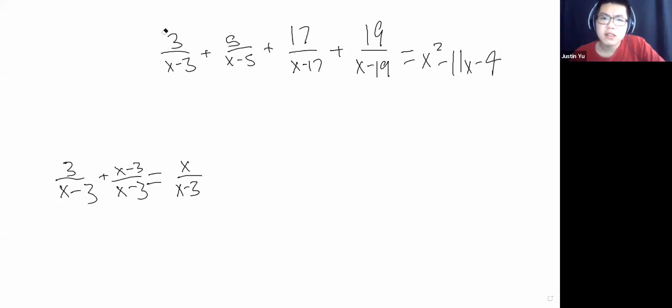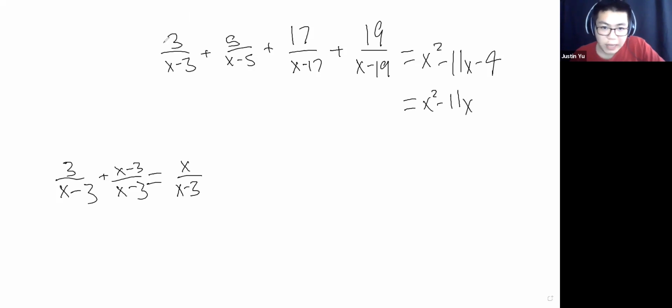So what happens if we add 1 to each of these? That's the same as adding 4 here. So we actually get rid of this term, which means that this side is going to be divisible by x, and this side is probably going to be divisible by x as well. So what happens when we do that? Let's go do that.